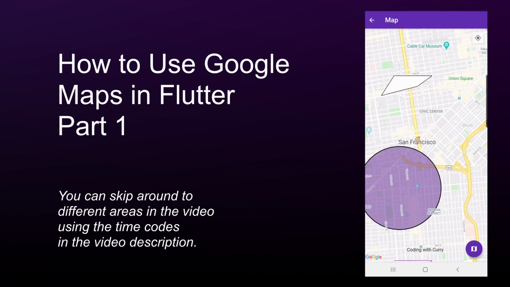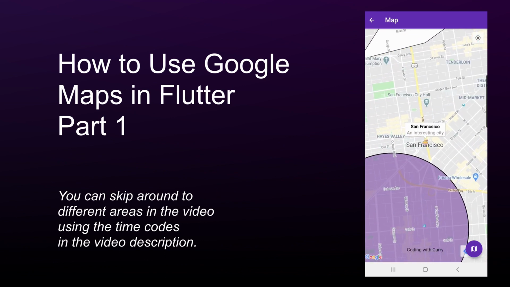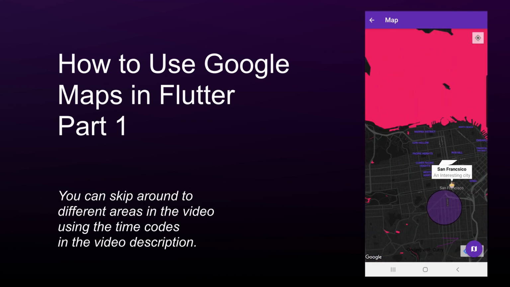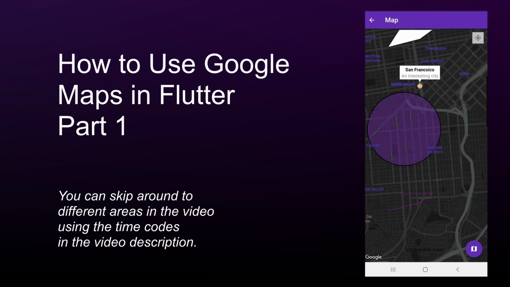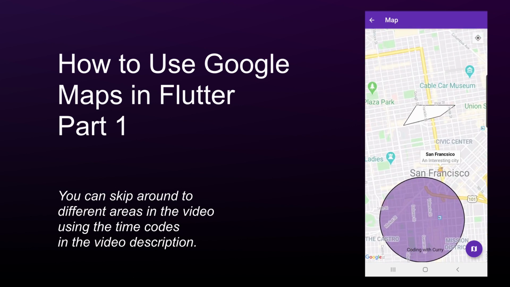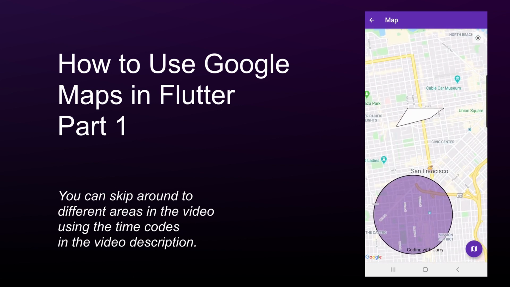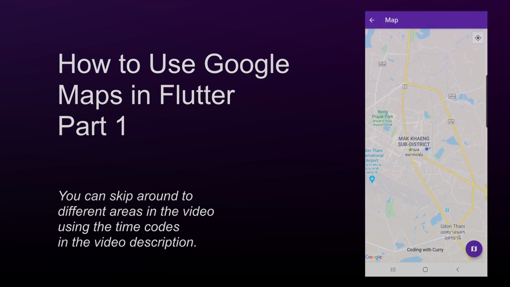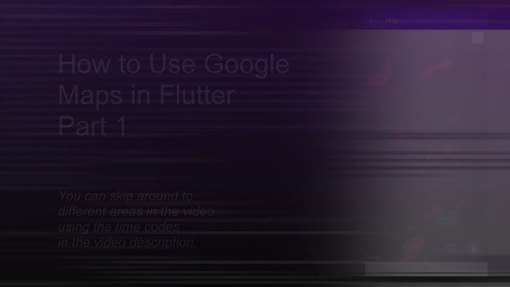Today, I'm going to talk about using Google Maps in Flutter, and I'm going to be using the Google Maps Flutter package. This will be part one of maybe a 2 or 3 part series. In part one, I'm going to talk about how to add markers, polygons, polylines, circles, and I'm going to show you how to style your map using a cool tool that's available online.